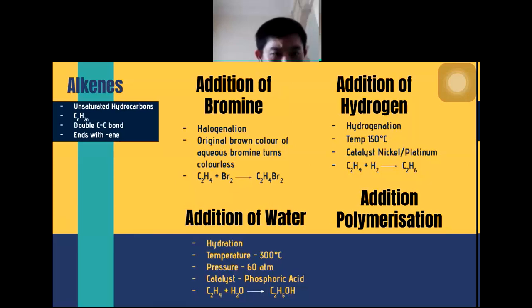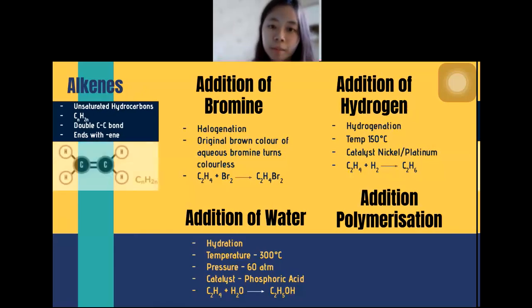Next, we have alkenes. Alkenes are unsaturated hydrocarbons, and they're called unsaturated because they have double bonds. They have the general formula CnH2n, so the number of hydrogen atoms is twice the number of carbon atoms. And they end with -ene. There are four types of reactions associated with alkenes.